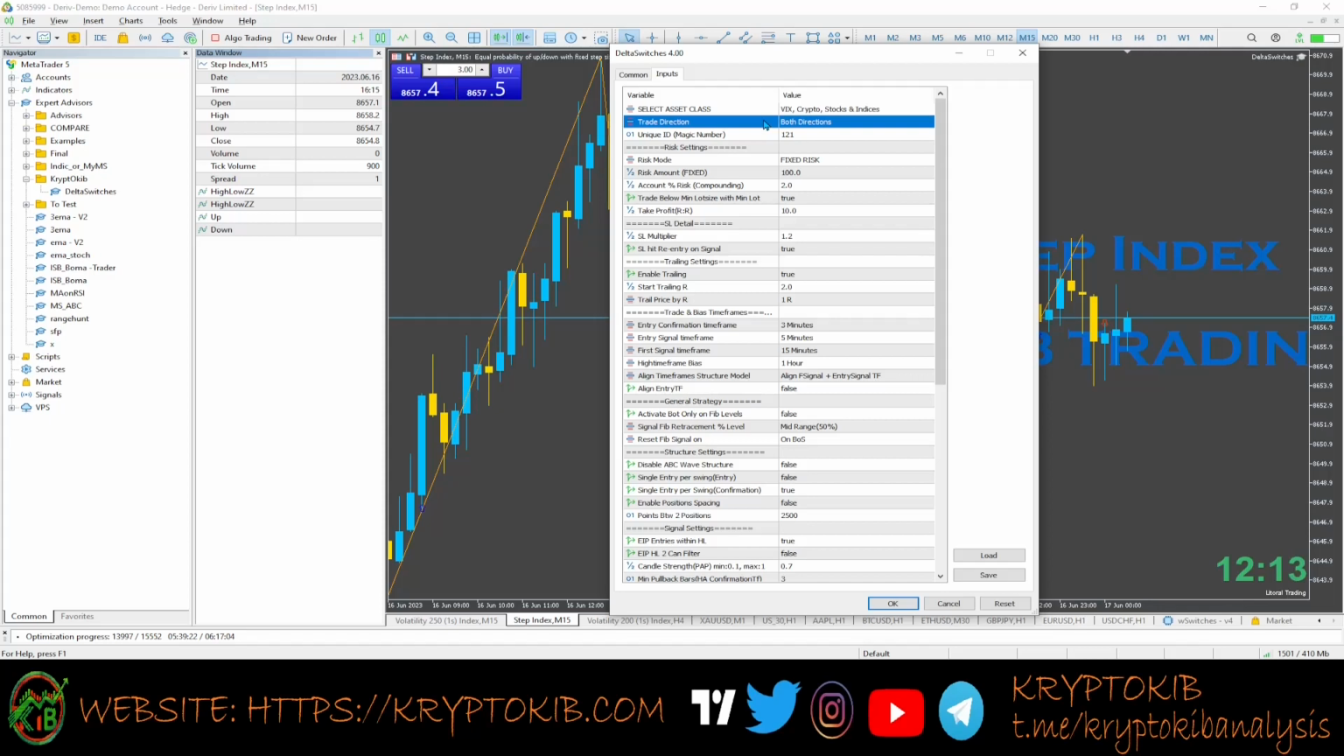Here is trade direction. That is self-explanatory. If you want long only, short only, or both, you want to hedge long and short at the same time. This is also very, very important.